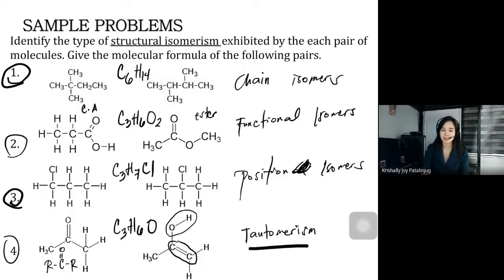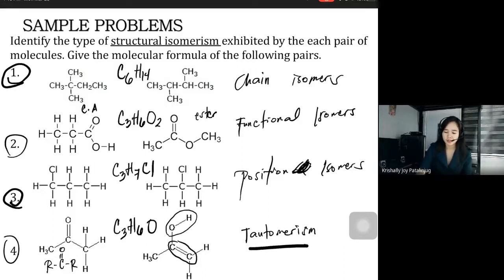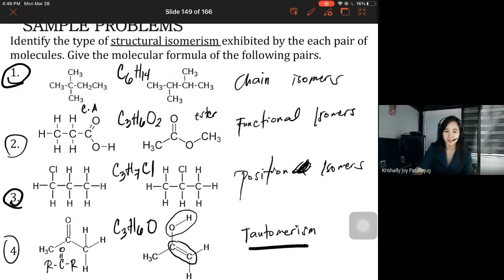Any questions regarding structural isomerism, class? Okay, none so far. Since there are no questions, I will dismiss you early.